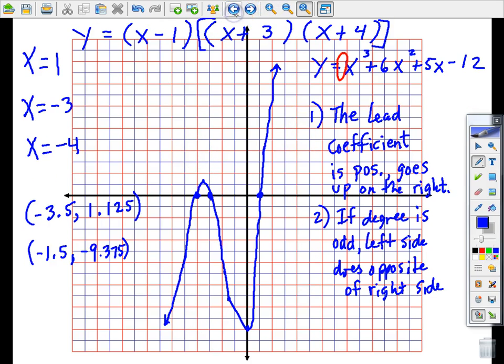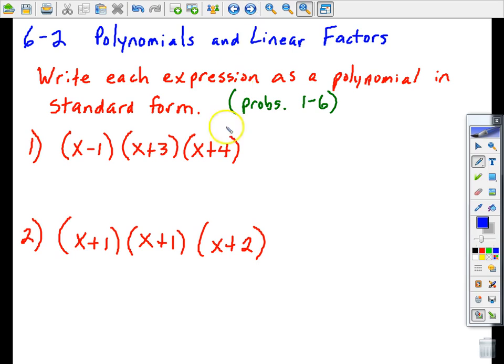All right, so in some cases tonight, they're going to give you the zeros, and then they're going to ask you to graph the function, and that's pretty much the process. Okay, so let's go to some more specific homework problems. We're not going to do both of these because really this is a review of what we just did in section 6.1.